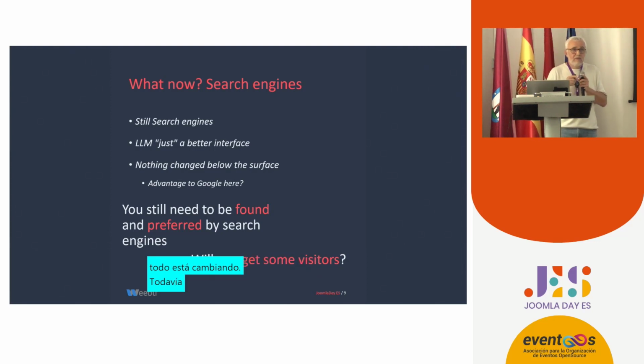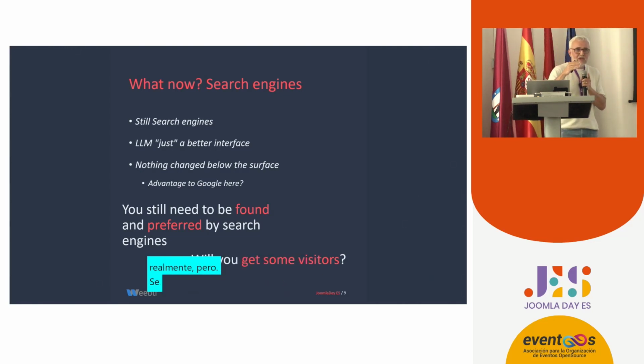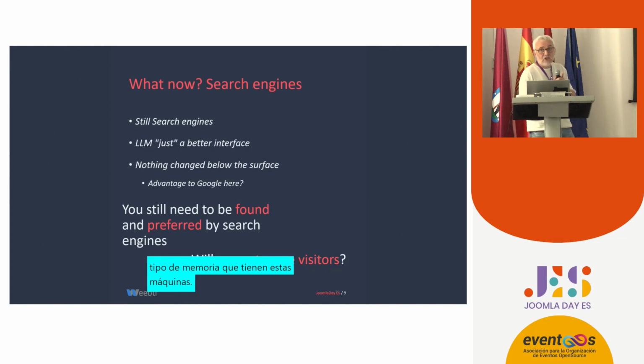So the problem with LLMs, with large language models such as ChatGPT, is that, it's funny if you think about it, because they are supposed to be smart and can answer anything, but they have no memory. They don't remember anything. It varies, but it can be basically only 4 kilobytes. The old people here in the room, if there are any, aside from me, they remember when you had your first computers and they had 8 kilobytes of memory. So this is the kind of memory that these machines have. So we still need search engines.